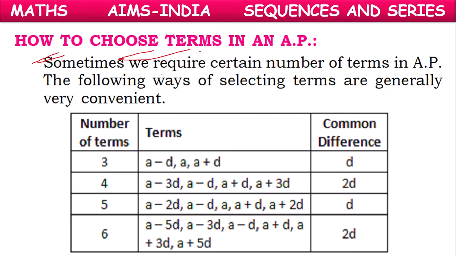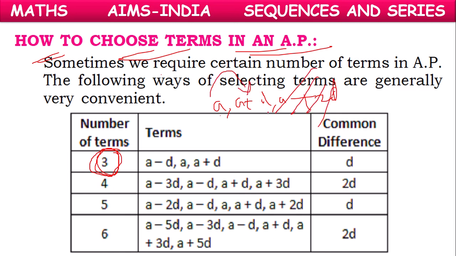So how to choose terms of AP: while doing calculations, we have to choose the terms in AP. If you want to find three terms, instead of taking A, A plus D, A plus 2D, for calculation purpose, we can remove this A plus 2D. We have A after A plus D on the right hand side. On the left hand side we can take A minus D, so that the difference between A minus D and A will be D, and A and A plus D will be D. So we can take the terms as A minus D, A, A plus D. So the common difference will be D.